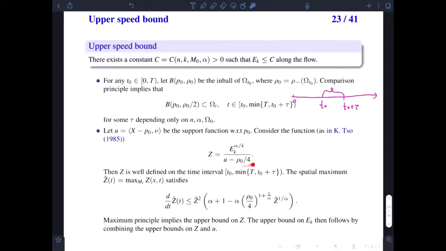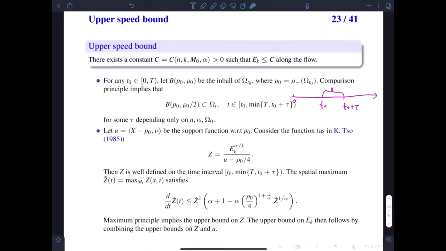And consider the following function defined as the speed E_k to the power alpha over k over u minus a constant. This constant is half of this radius. So from this property, we see that this function is well defined on the time interval from t0 to t0 plus tau. Here tau is a fixed constant and independent of t0. And we can calculate the evolution equation of this quantity and show that the spatial maximum of z satisfies this differential inequality. The time derivative of z tilde is bounded from above by z tilde square times this quantity. And here is the minus sign, so this is a good term.